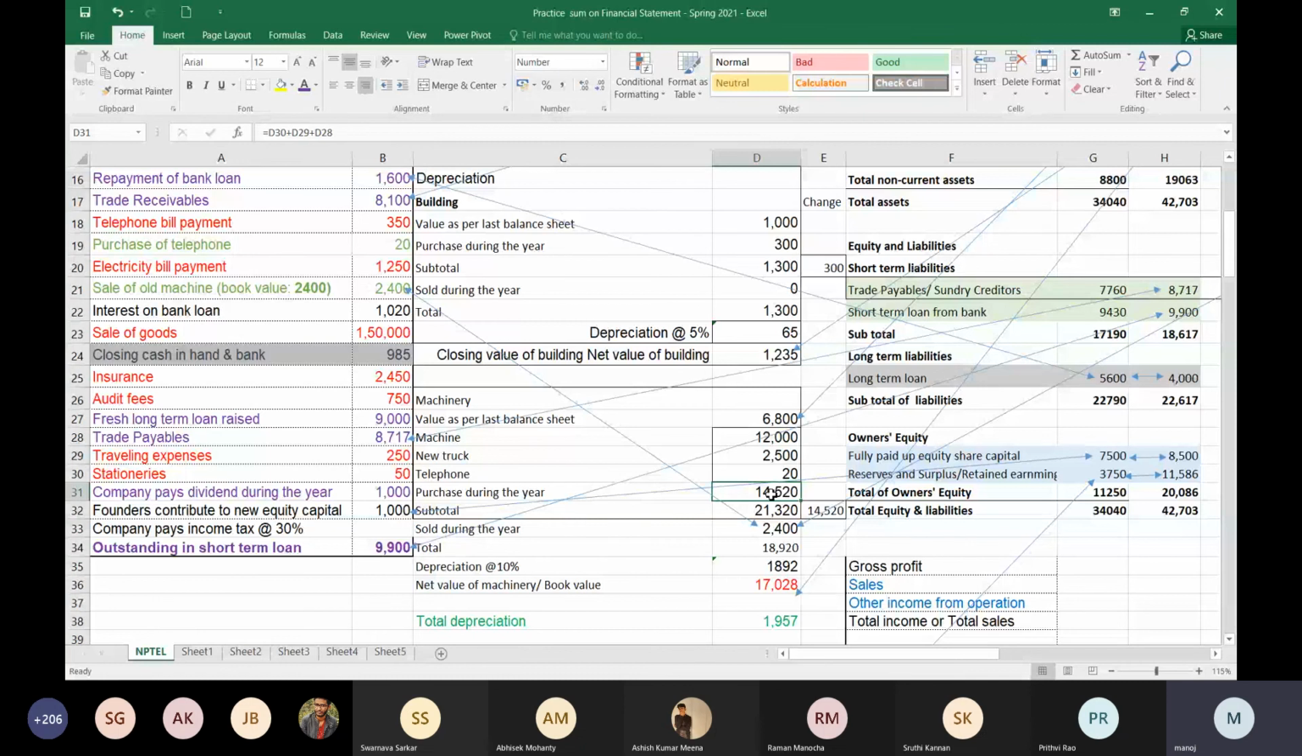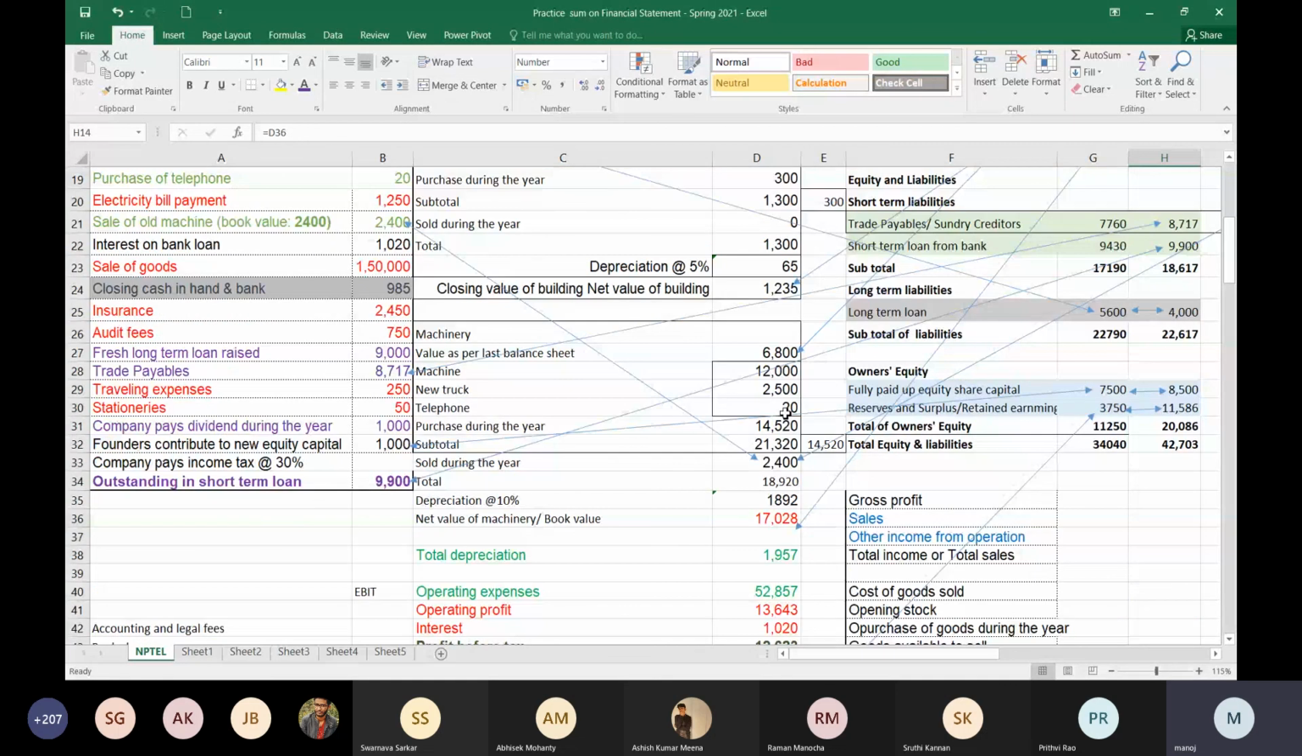So add all of them, becomes 21,320. And then you sold a machine for 2400, sold old machine for 2400. That is to be deducted from the subtotal. You get 18,920. That you depreciate at 10%, becomes 1892. What is left is the book value of machinery, that goes to the balance sheet here. Okay, it is given with an arrow.